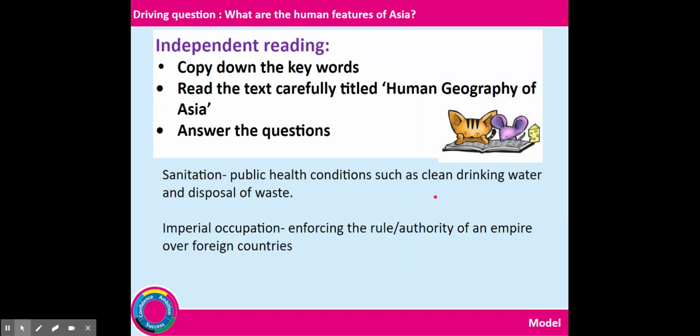So next, your final task before the Google quiz is a reading and then some questions. Before you read, make sure you have these 2 keywords down. Sanitation, just public health conditions, clean water and disposal of waste. And then when we're talking about imperial occupation, that's just enforcing a rule of authority such as empires over foreign countries. So for instance, when Britain occupied India.